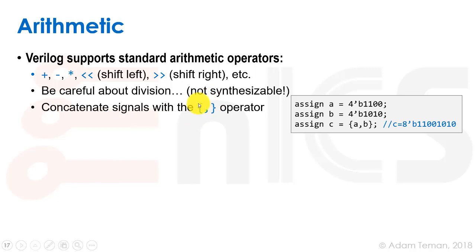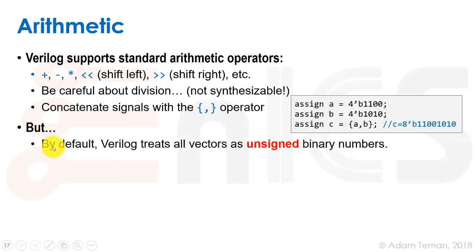If I want to connect two buses together, two wires of multiple bits, I use curly braces and then a comma between them. So for example, if I have assign A equals 1100, assign B equals 1011, when I want to concatenate them together, I use this concatenation operator, curly braces and comma: A, B, and C will get 1100, 1011. So that's something that's done quite often.